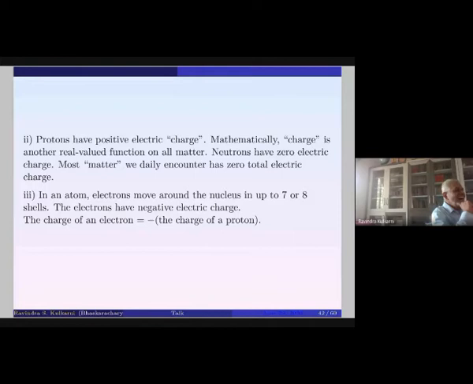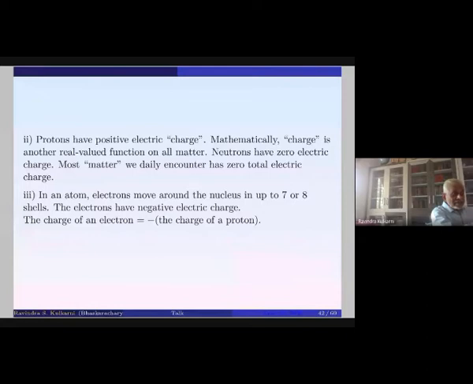And now the protons have positive electric charge, and mathematically charge is another real valued function on all matter. Neutrons have zero electric charge, and all atoms that are listed in the atomic table, their total electric charge is zero. And most matter that we daily encounter has zero total electric charge. But in an atom, electrons move around the nucleus, and this is a fantastic hypothesis, that they move only in 7 or 8 shells. And the electrons have a negative electric charge, and the charge of an electron is the negative of the charge of a proton. So this is again a mathematical model.